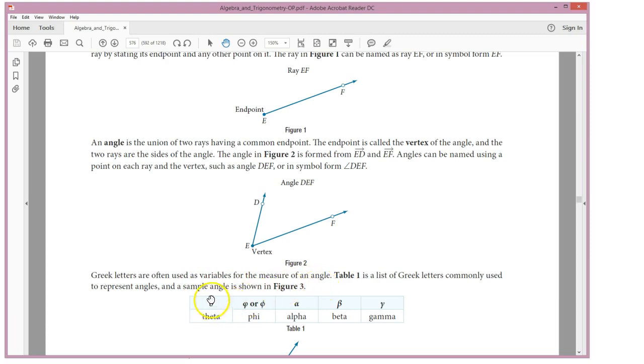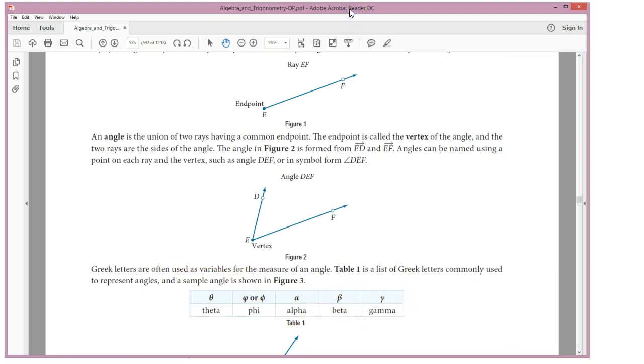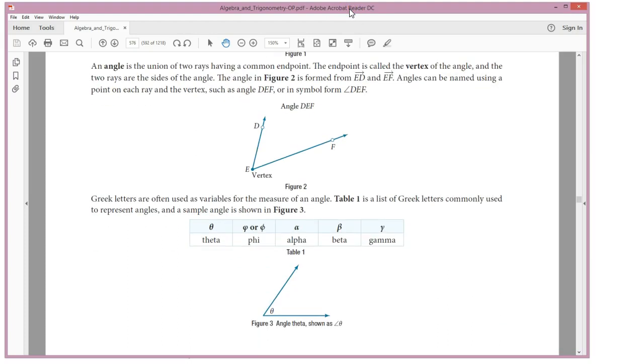So we have, for example, these Greek letters theta, phi, alpha, beta, and gamma, and you can use these to name your angles. For example, this as you can see is the angle theta. I have no endpoints here, no vertex here, but just simply using this Greek letter theta, I can write this as angle theta.